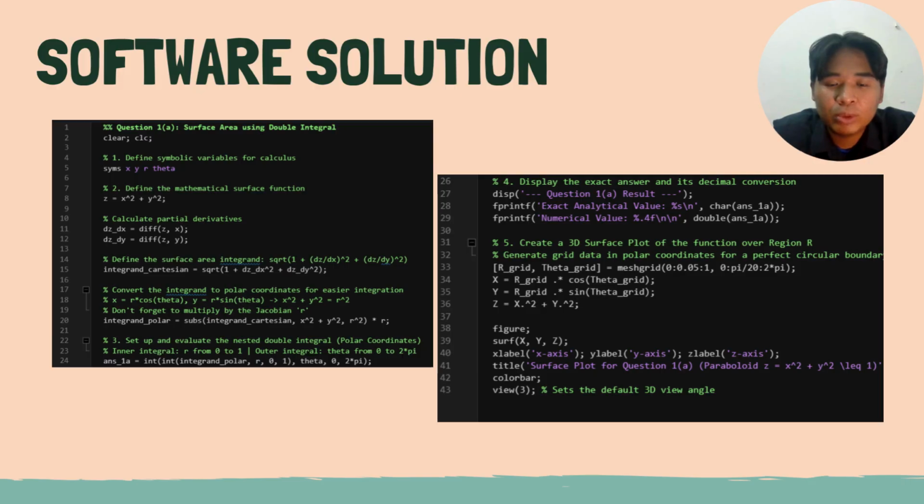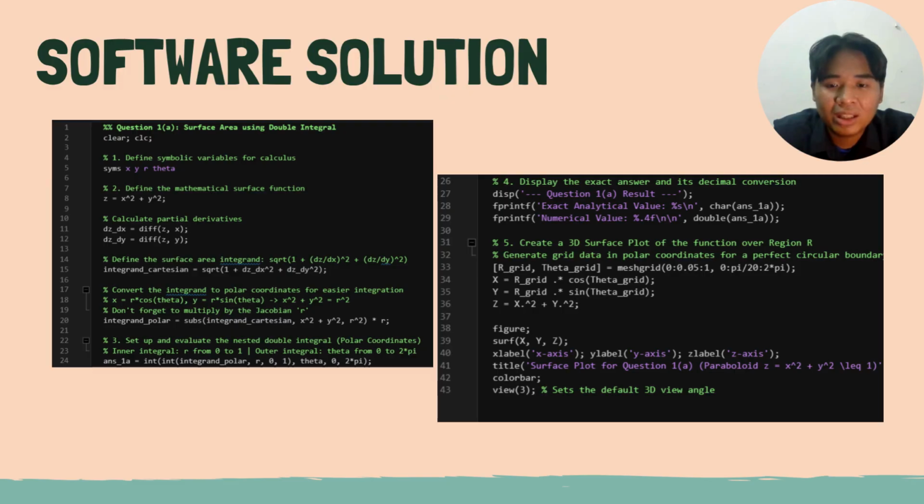The radius ranges from 0 to 1 and the angle ranges from 0 to 2 pi. For lines 34 to 36, this converts polar coordinates into Cartesian coordinates. So x equals r cos theta, y equals r sin theta. Then MATLAB will calculate z equal to x squared plus y squared for every point on the grid.